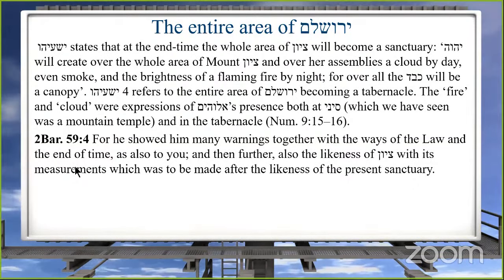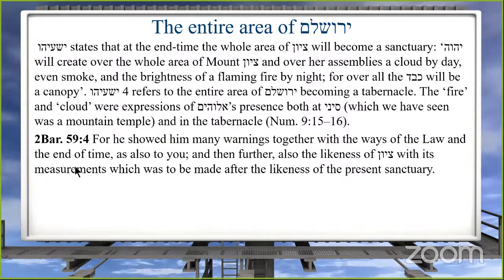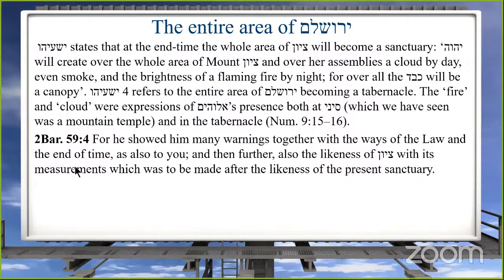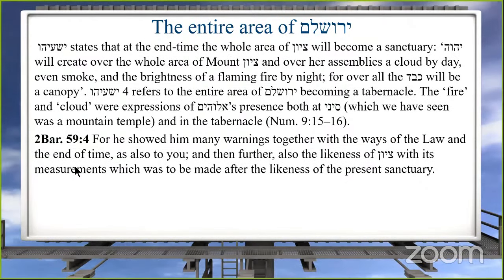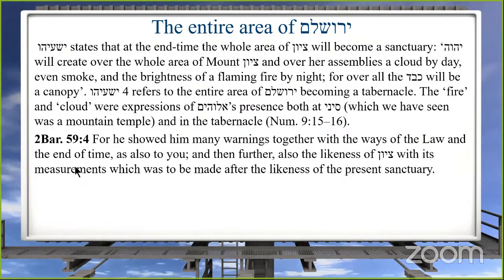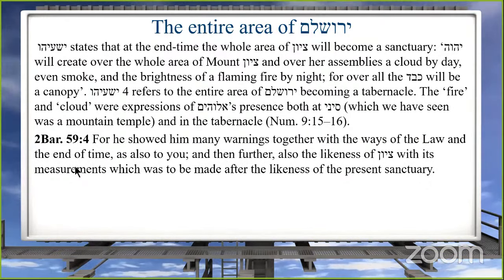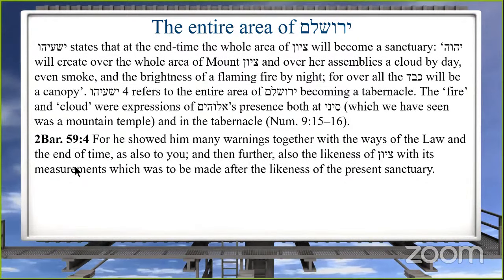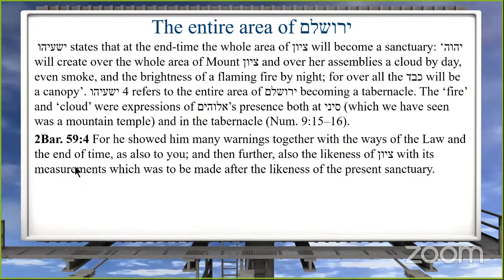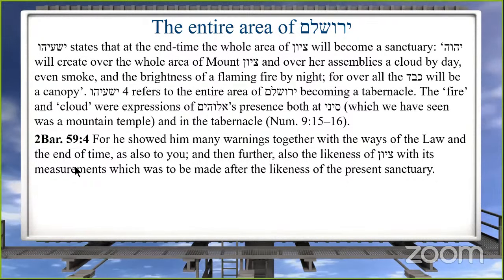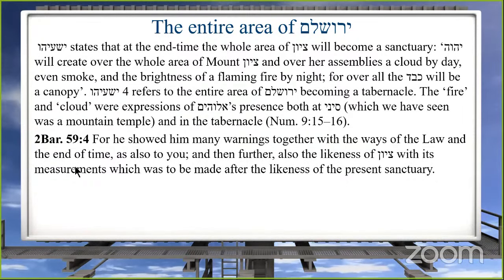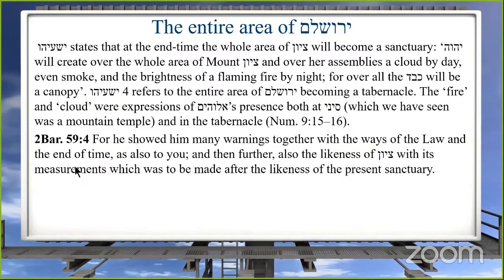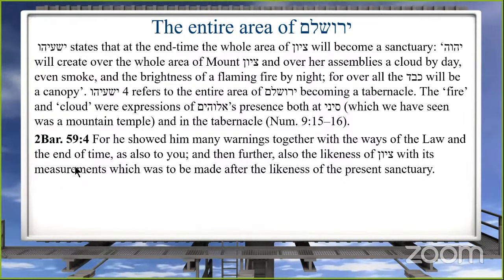All right. So anyway, Yeshayahu states that at the end time, the whole area of Zion shall become a sanctuary. Yahuwah will create over the whole area of Mount Zion, and over her assemblies, a cloud by day, even smoke, and the brightness of flaming fire by night. For over all the Chabod will be a canopy. Yeshayahu 4 refers to the entire area of Jerusalem becoming a tabernacle. Fire and cloud were expressions of Elohim's presence, both at Sinai, which we have seen, and you read that in Numbers chapter 9, verses 15 and 16.